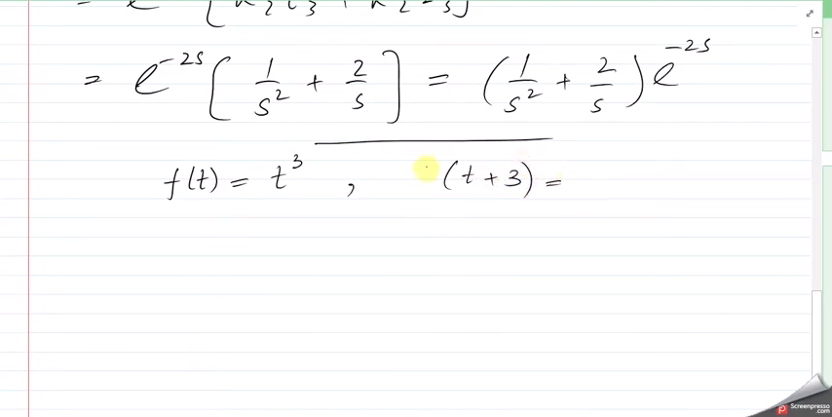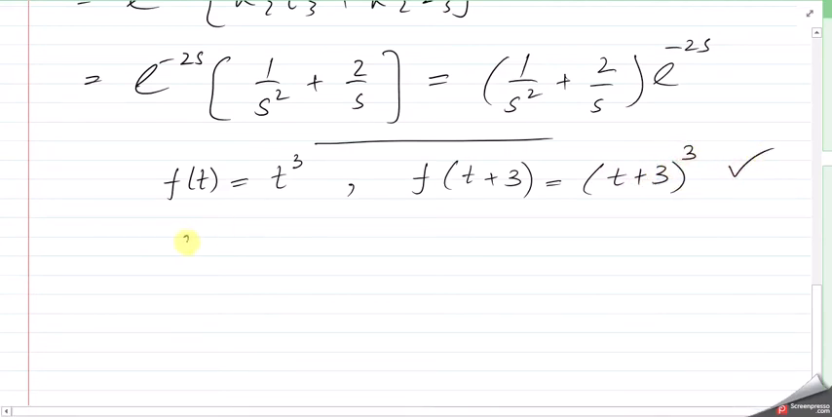Pause the video and think about it. If f of t is t cube, what would be f of t plus 3? Would it be t plus 3 cube? Yeah, that's correct. Again, as you can see, it's almost the same kind of shift which we have done in the previous two topics. We are replacing t by the shifted t plus 3.